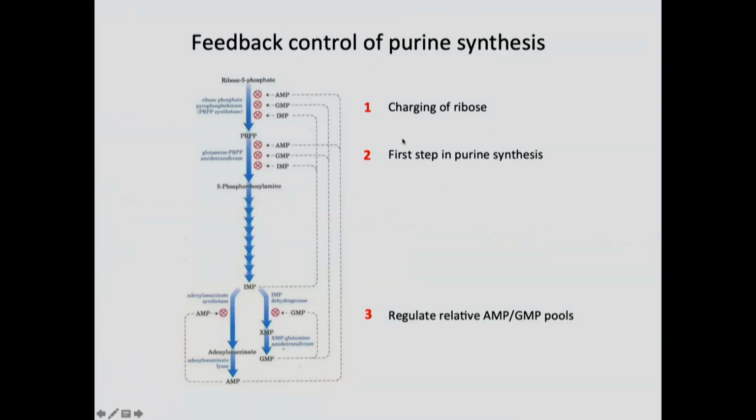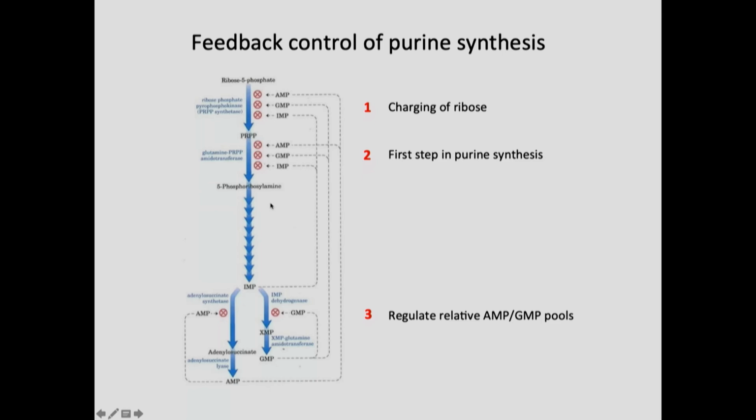Shown here on the slide is the control of purine synthesis, and this makes perfect sense. If you have plenty of purines, meaning you have a lot of AMP, GMP, IMP, well, don't charge the ribose 5-phosphate to PRPP, or don't carry out the first step in purine synthesis where you take that ammonia from glutamine and add it to the PRPP to begin purine synthesis. So all of these purine monophosphates inhibit these early steps of purine synthesis.